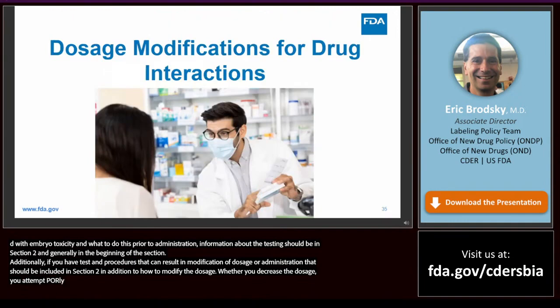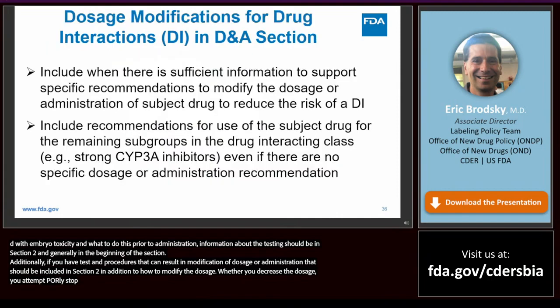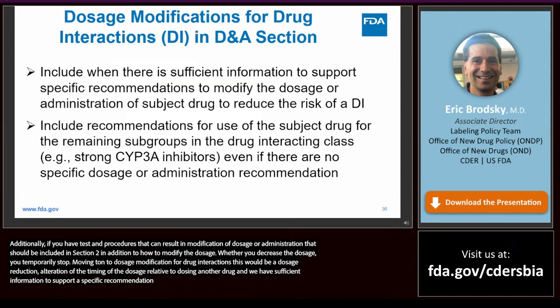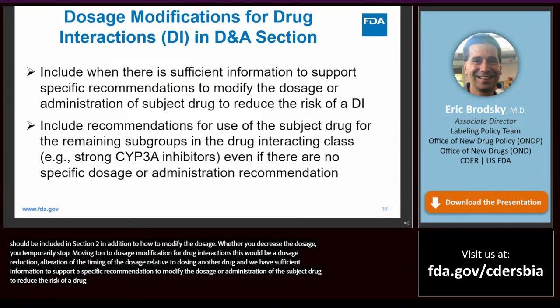Moving on to dosage modifications for drug interactions. Again, this would be a dosage reduction or an alteration of the timing of a dosage relative to dosing another drug. If we have sufficient information to support a specific recommendation to modify the dosage or administration of the subject drug to reduce the risk of a drug interaction, this must be included in Section 2.